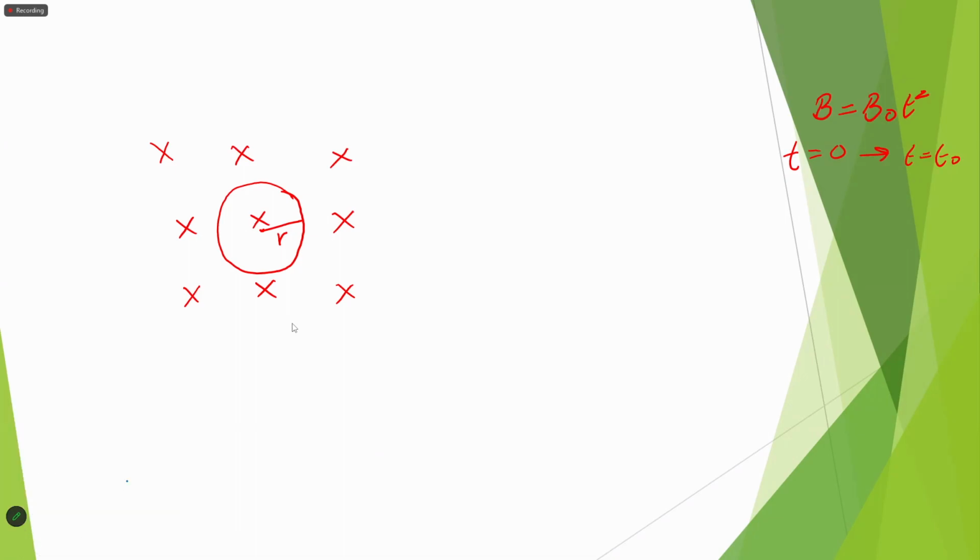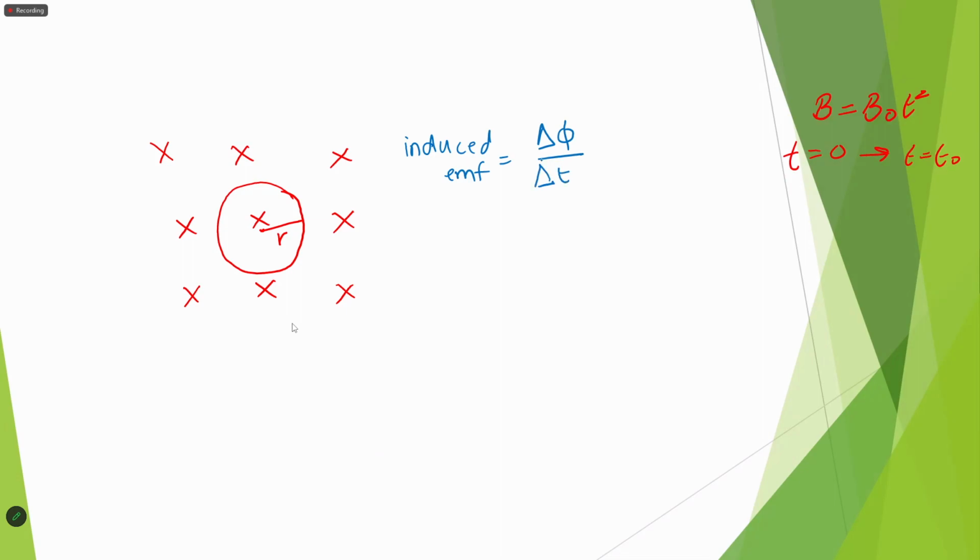Miss, should we find the average or the instantaneous induced EMF? Okay. So what is the formula of induced EMF to find the average? Correct, it's delta flux over delta time.